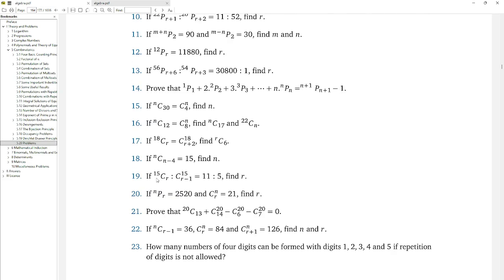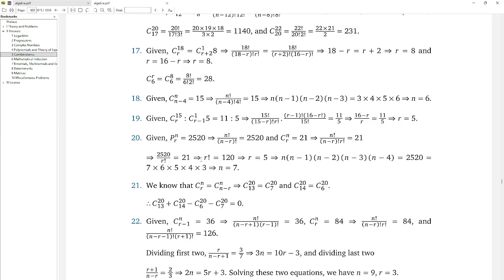Next question says that if 15Cr to 15C(r minus 1) is equal to 11 is to 5, find r. So once again, we substitute into the formula. Here again is a typing mistake, which 5 should be to the power here. So we get this ratio from the question. We substitute into formula 15 factorial by 15 minus r factorial into r factorial multiplied by r minus 1 factorial into 16 minus r factorial divided by 15 factorial, which gives us r is equal to 5.